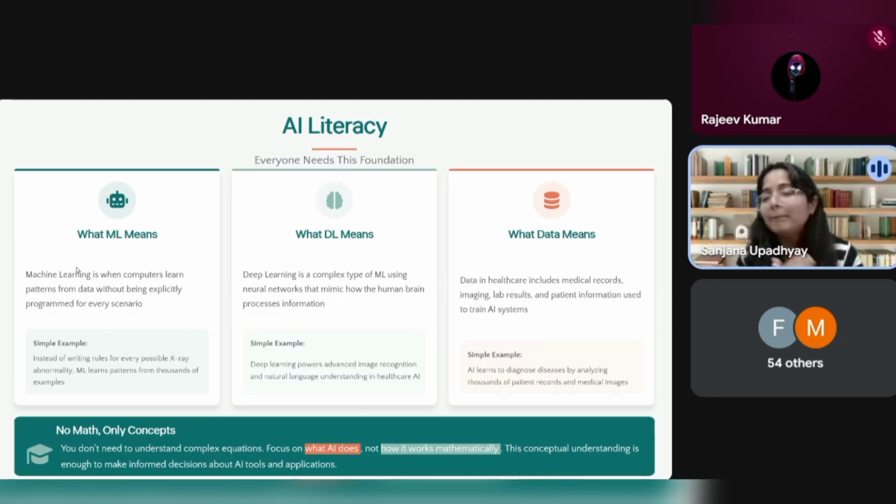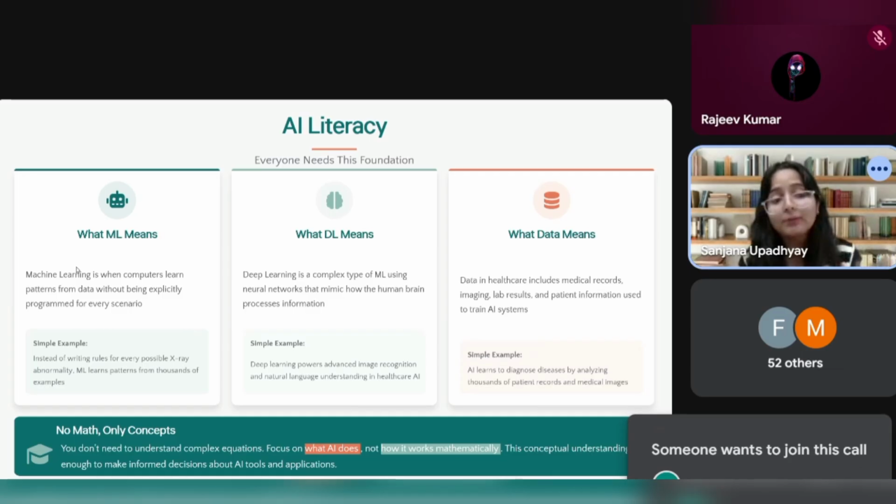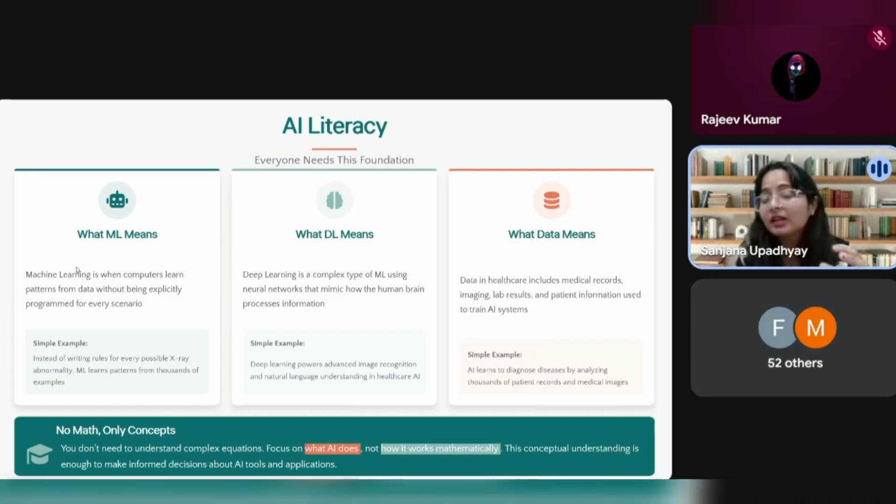So first one is what ML means. ML is machine learning. Machine learning is nothing but when a computer learns patterns from data without being programmed for every scenario. For example, machine learning is, as I have said, nothing but pattern recognition. It recognizes the patterns. So let's say it has trained on 100 images of kidney stone, and if I give the model the 101st image of kidney stone, it will be able to predict it based on the data which was provided before.